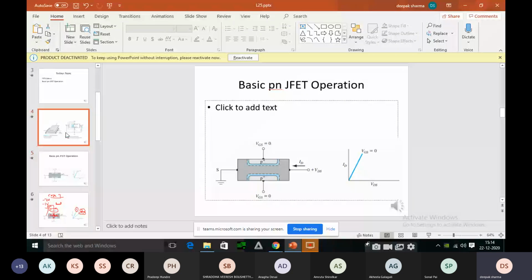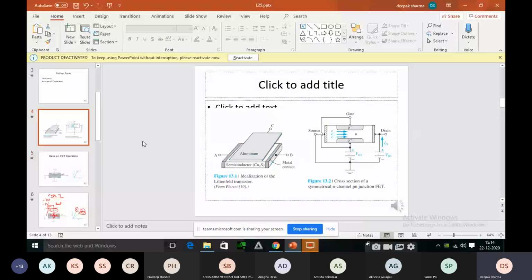So before we start with the operation, let me tell you few lines about the construction. Right? So how the JFET is constructed. In one of the previous classes, I had explained. Am I audible, right? Yes, sir. Yeah, and the screen is visible.